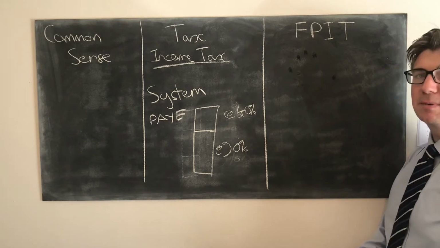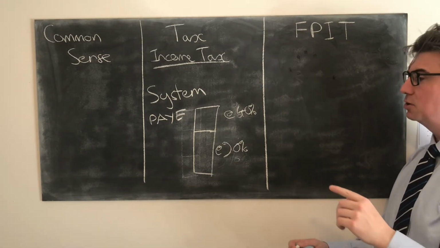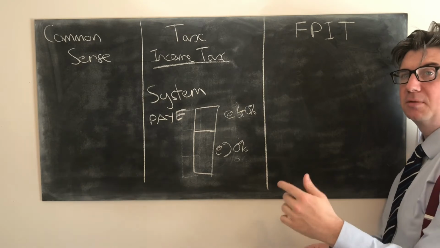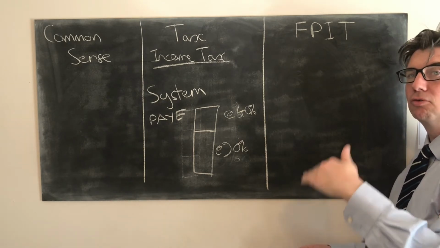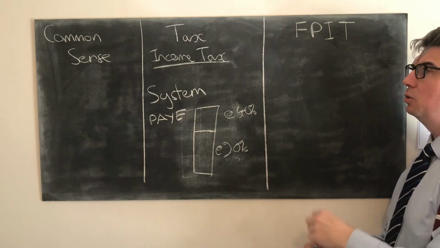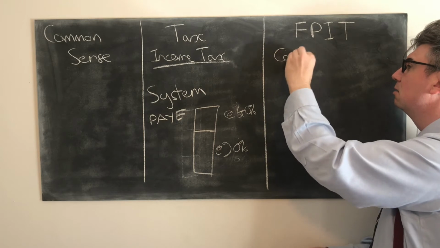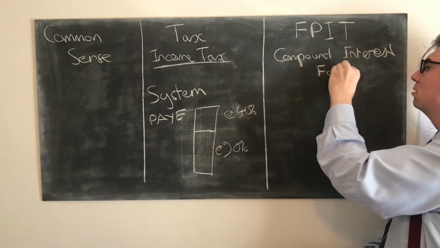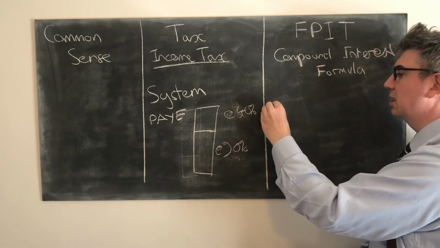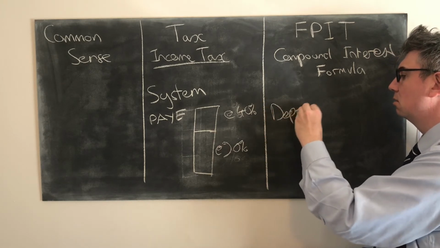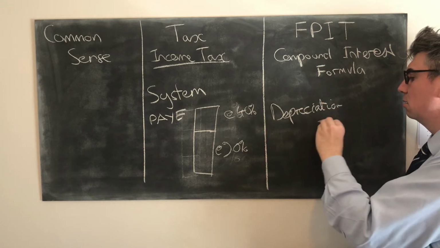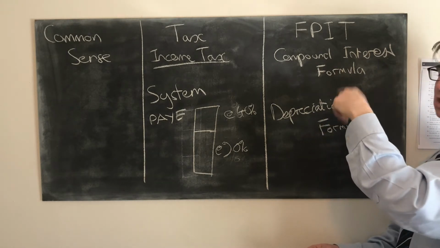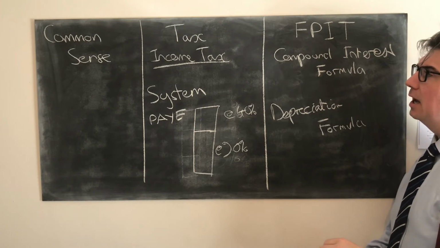For FPIT, you need to be able to spot that you're in an FPIT question. And when you're in an FPIT question, money will either be growing or money will be shrinking. So if it's growing, we've probably put it into something like a bank account or some investment fund, and our money grows year on year on year. So when it's growing, we use the compound interest formula. And when it's shrinking, we use the depreciation formula. And that tends to be how those questions are set up, with deciding which of these two formulas to use. So that's two of the three done.